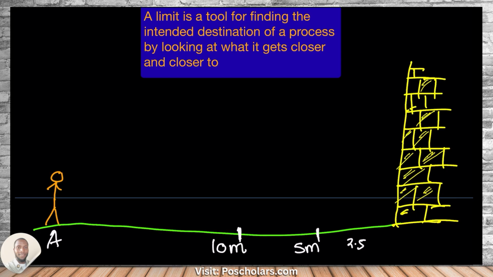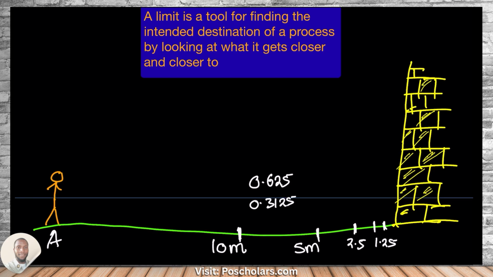Now, using that same rule, what's the half of 2.5? The half of 2.5 again is 1.25. That means Adam has walked to this point. The remaining distance is 1.25, which is this part. Using the rule again, what's the half of 1.25? The half of 1.25 is 0.625, which is somewhere here. Then, using the rule again, what's the half of 0.625? The half of 0.625 is 0.3125, which is somewhere here.